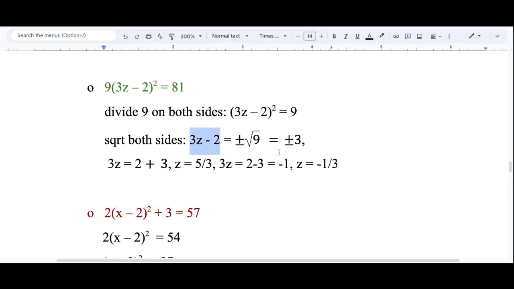So we have 3z minus 2 equals plus minus 3. 3z equals 2 plus 3, which is 5. 5 divided by 3, one solution. Then 2 minus 3, negative 1. Negative 1 divided by 3, negative 1/3.